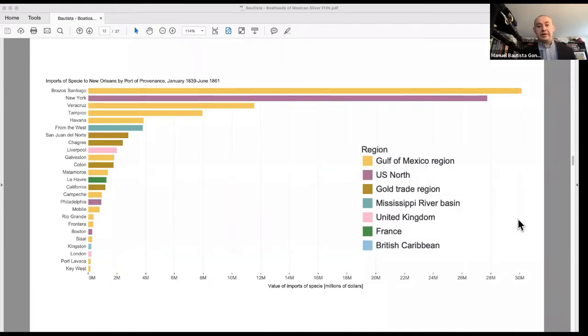So most of the specie in this period was coming in from a Texan port that is long gone now, Brazos Santiago. Then New York appears as the second largest port of imports of specie. Then two Mexican ports, Veracruz and Tampico, and then Havana. Now, interestingly, Brazos Santiago doesn't really have any silver mines nearby, at least not on the US border. And what is happening here is that a lot of the specie that is arriving from Brazos Santiago actually originates in the north of Mexico, in the mines of northern Mexico. And it is arriving to this destination due to smuggling, contraband, and some legal trade.